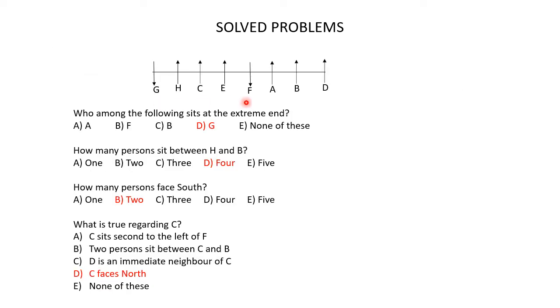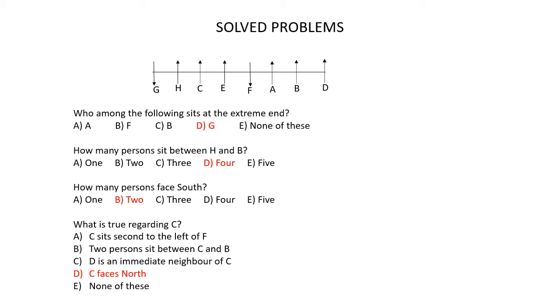So now this is the final arrangement of the positions for A, B, C, D, E, F, G and H. Based on this final arrangement, let's answer the given questions. Who among the following sits at the extreme end? You are given 5 options and you have to find out which of these options is the correct one. You have to find out who sits at the extreme end.